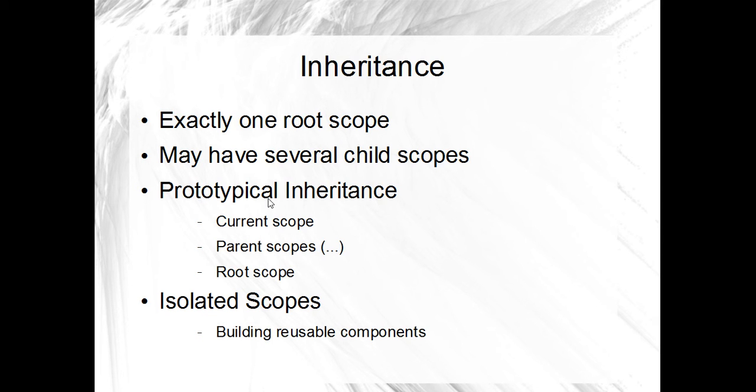But sometimes when you require building reusable components, so as to prevent a component from changing your model state, except for the models that you explicitly pass in, you might require isolated scopes which do not inherit prototypically from their parents. So in such cases, isolated scopes can be useful.